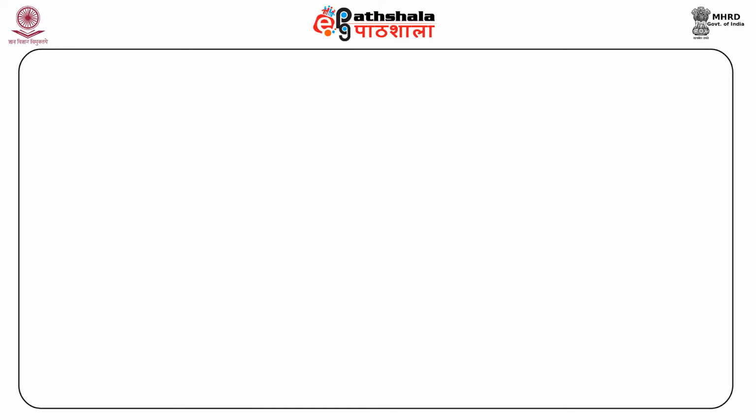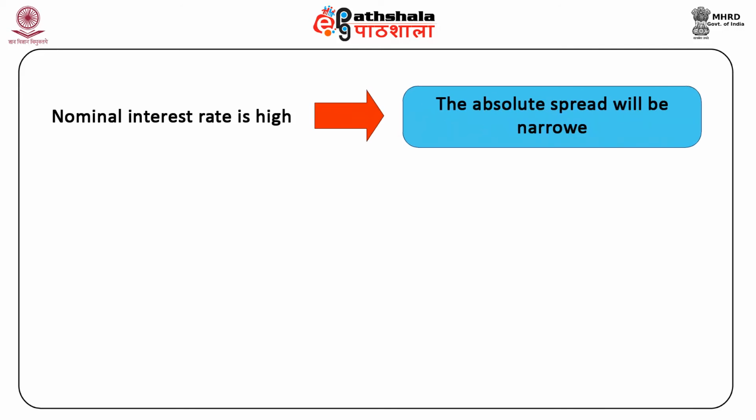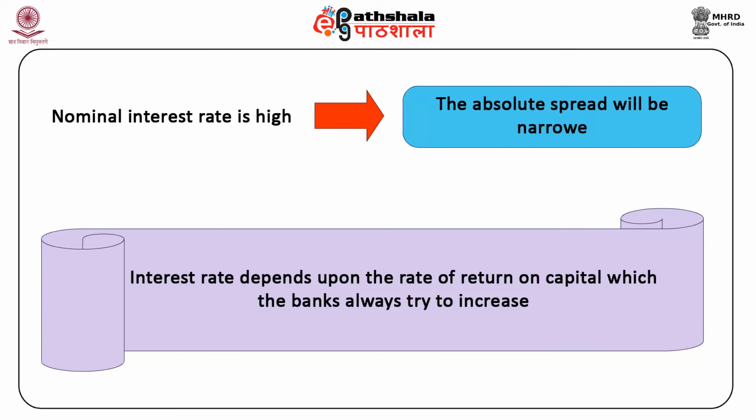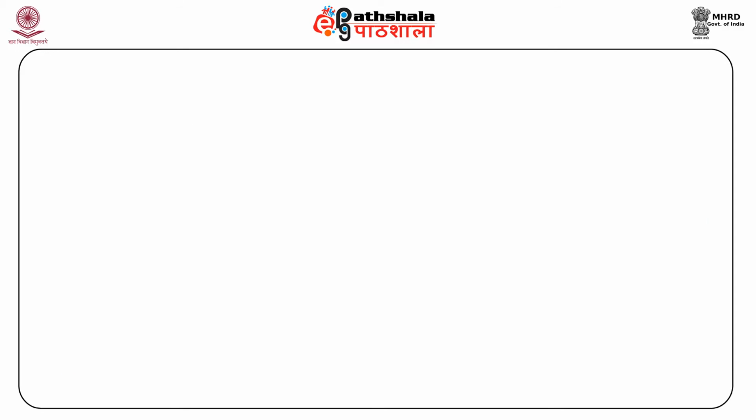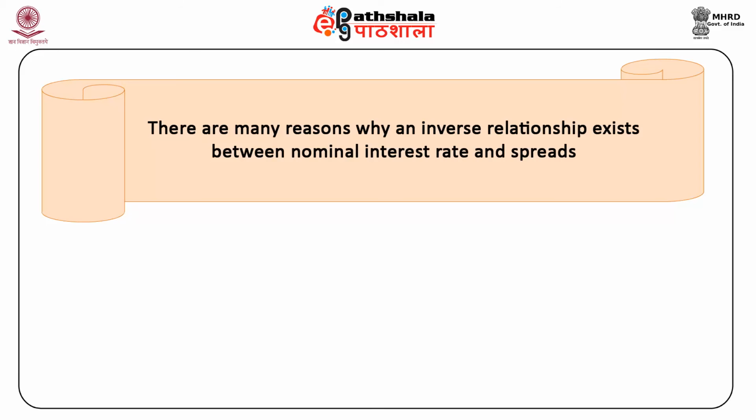There is an inverse relationship between nominal interest rate and absolute spread. If the nominal interest rate is high, the absolute spread will be narrower. Interest rate depends upon the rate of return on capital, which the banks always try to increase. There are many reasons why an inverse relationship exists between nominal interest rate and spreads.